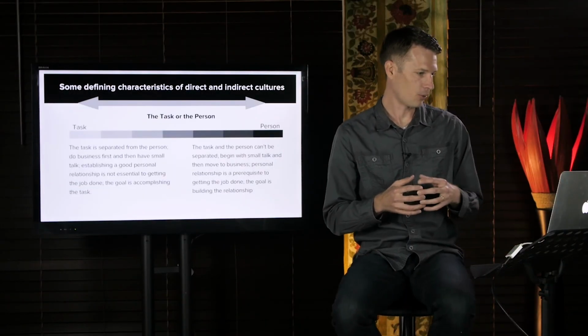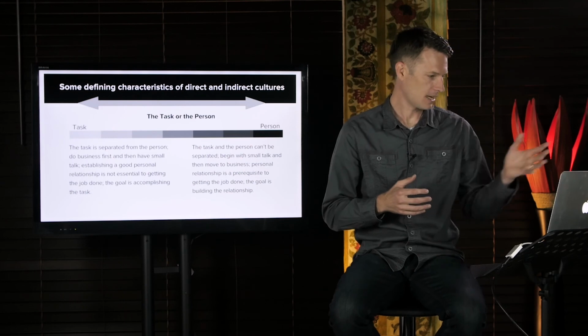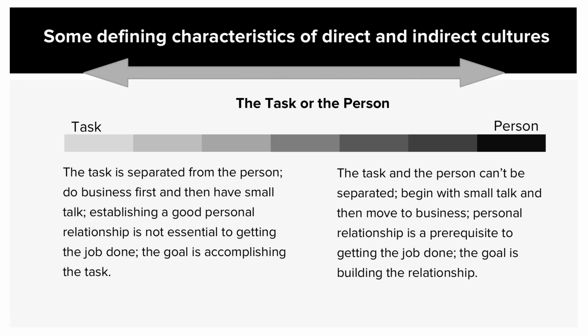And the task or the person. On one side we have the task. The task is separated from the person. Do business first and then have small talk. Establishing a good personal relationship is not essential to getting the job done. The goal is accomplishing the task.